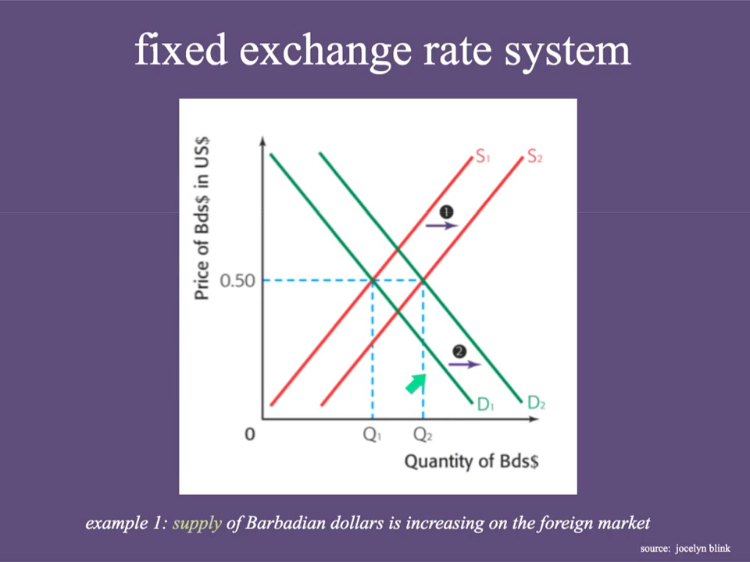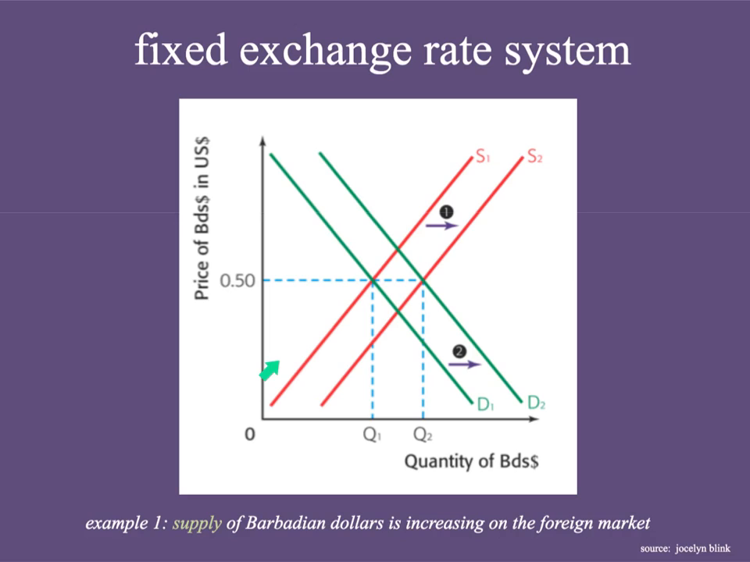Okay, so in this situation here, right? The Barbadian dollar has been fixed against the U.S. dollar at an exchange rate of 0.5 since 1975. So one Barbadian dollar equals 50 cents. Okay, so the price of Barbadian dollars expressed in dollars is 50 cents. Okay, and it's been that way for a long time. So 50 cents, a Barbadian dollar costs 50 cents.